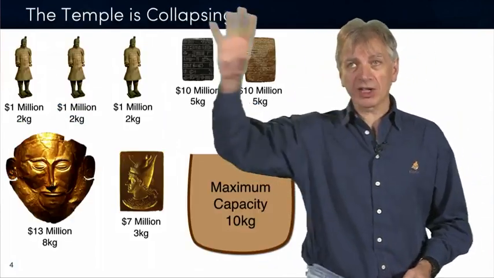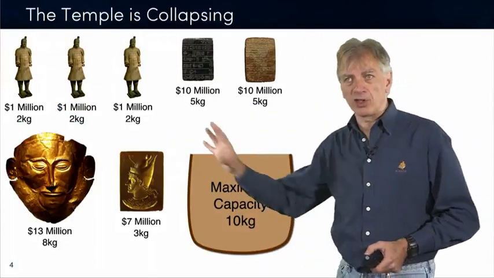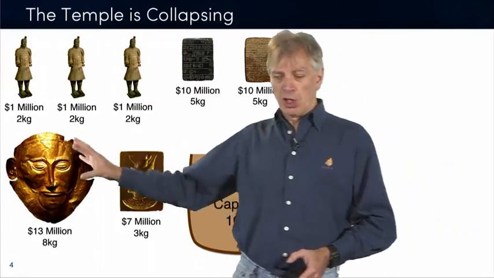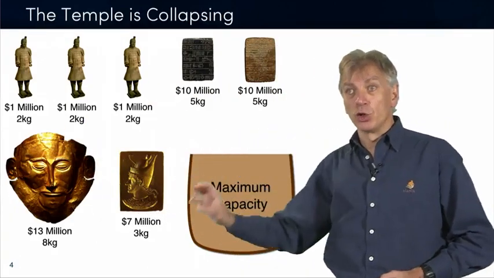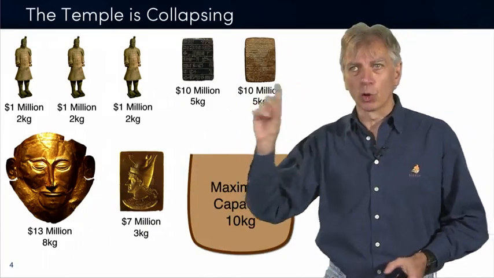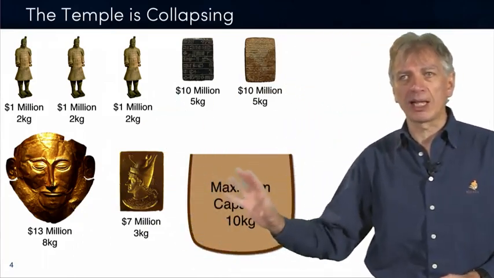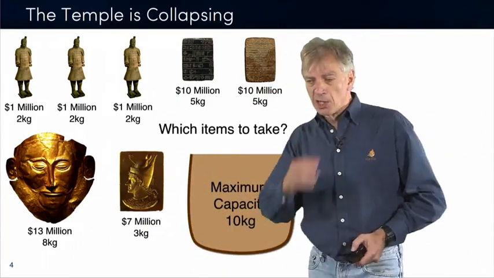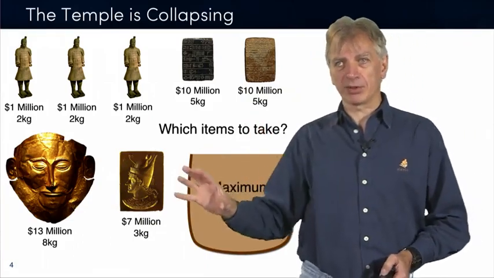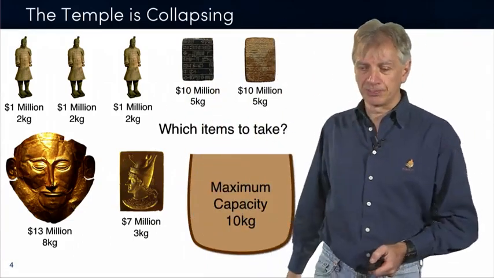Okay, so once again, think about the temple that is collapsing. We saw that in the previous lecture. You know the various items that you have. You know the value that each of them has. You also know the weight of them. And obviously, you know the capacity of your knapsack. So which item do we start taking? That's the basic idea. That's what we are trying to do.